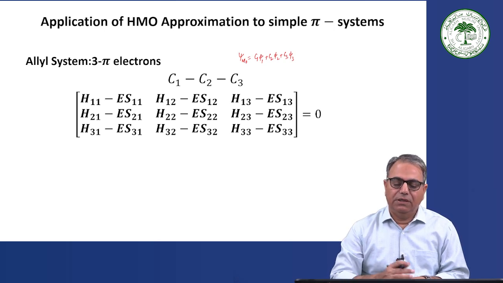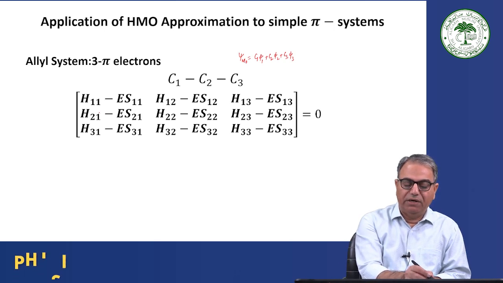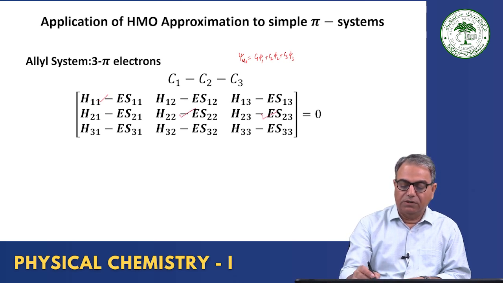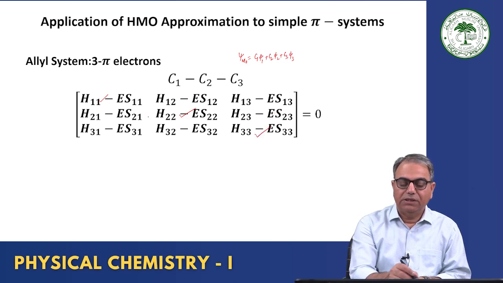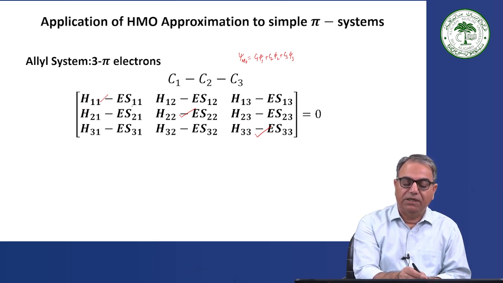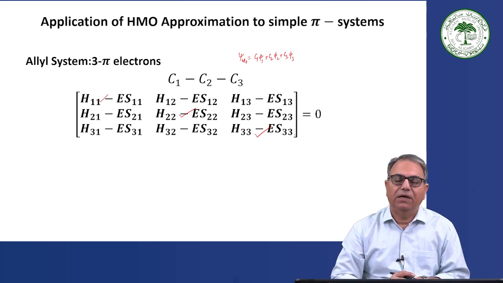Now, if you are writing this and you have any confusion, just look at the diagonal terms. This is a diagonal term, this is a diagonal term, this is a diagonal term. All of these should have the same number in the subscript: H11, S11, H22, S22, H33, S33.